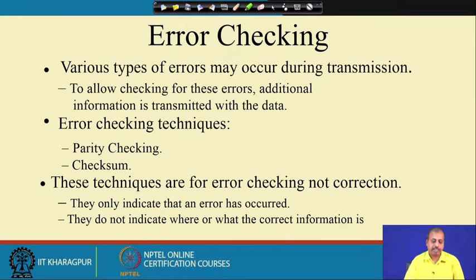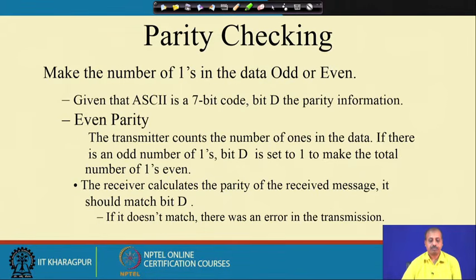any such error checking technique cannot guarantee that all possible errors will be caught. At the same time, it cannot indicate where the error is or what the correct information is. So that it cannot tell, but many times it can detect the situation that an error has occurred in the transmission.